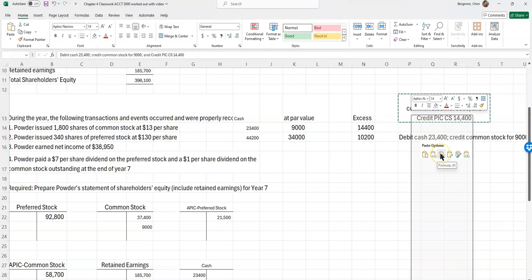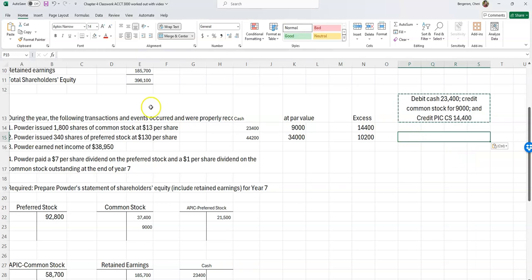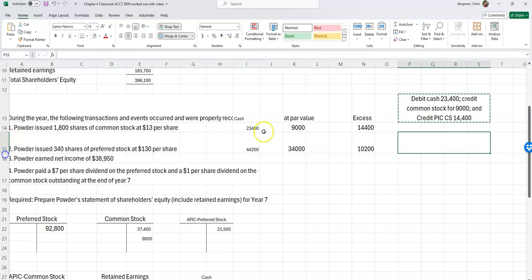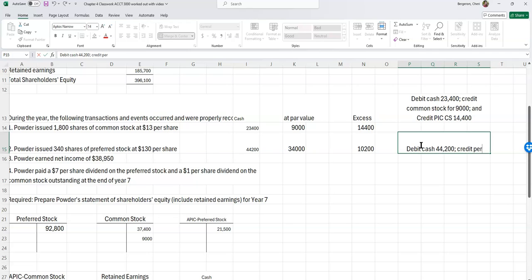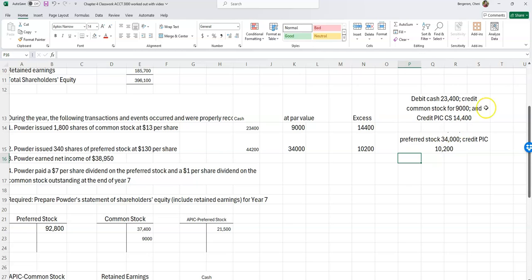So my journal entry is going to look like this. I'm going to copy the formatting so that I don't have to wrap and do all that again. I'm going to debit cash for 44,200. I'm going to credit preferred stock for 34,000, and I'm going to credit paid in capital in excess of par for 10,200. By the way, this would be neater if I left aligned it, so I'm going to left align it so I can read it better.